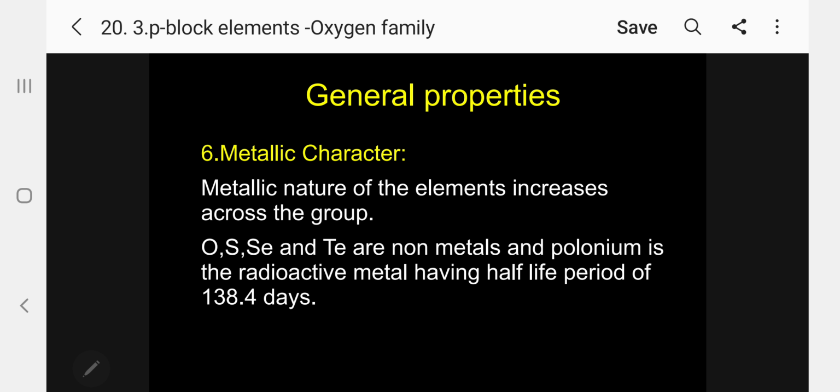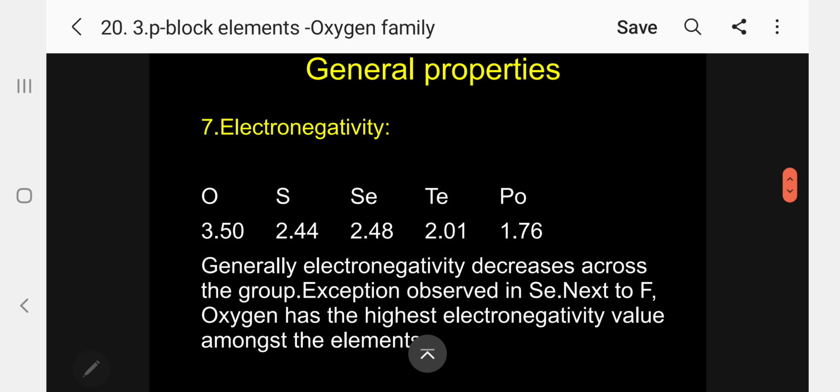Metallic nature of element increases across the group. So from gas, oxygen is non-metal. Next sulfur, solid. Selenium, tellurium are non-metals, and polonium is the radioactive metal having half-life period of 138.4 days. Please memorize, sometimes they may ask question. What is the half-life period of polonium? 138.4 days. Please follow.